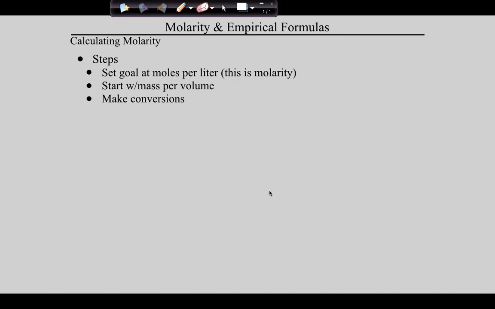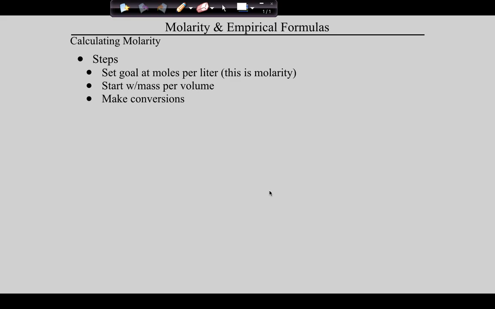You get the idea? So we are solving for molarity. We're going to find out how much salt. We're going to find out how much water. When we dump them together, what is the molarity of the solution? So what we need to know is the mass of the salt. We got to know the volume of the water. And when we know those, we can get molarity.